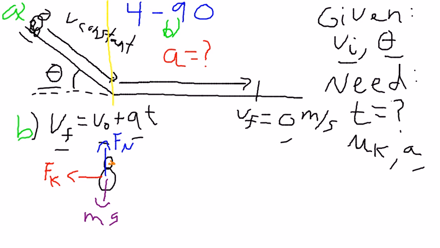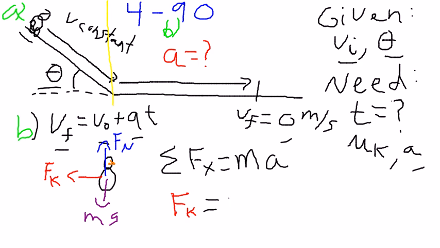So looking just at the x direction initially, we can see for the flat part again that the sum of the forces in the x is going to be equal to mass times acceleration, right? So the question is, what forces are in the x? Well, the only force in the x is our kinetic force of friction, and that's equal to the mass times the acceleration. And if we recall, kinetic force of friction is equal to the coefficient multiplied by the normal force.